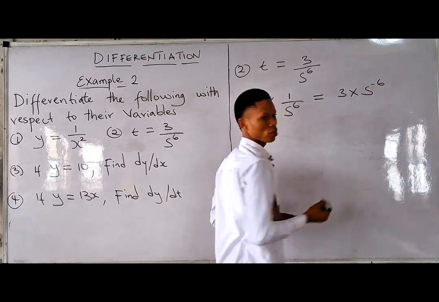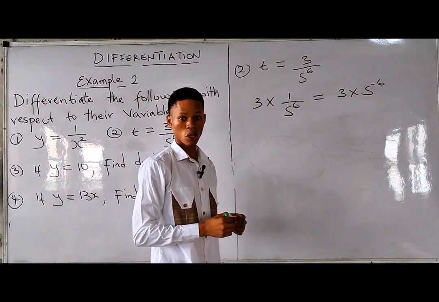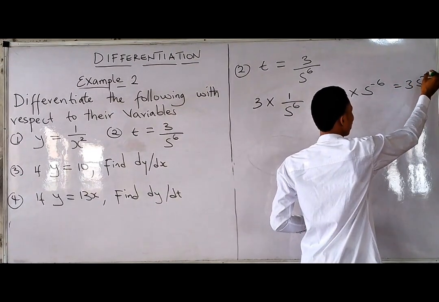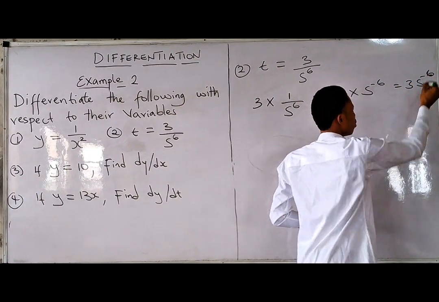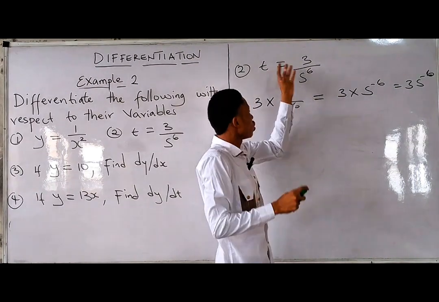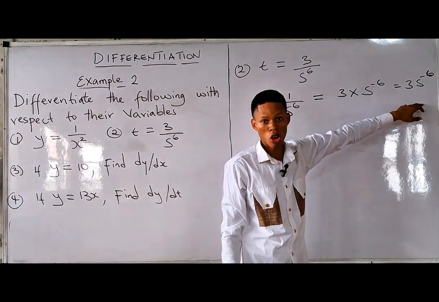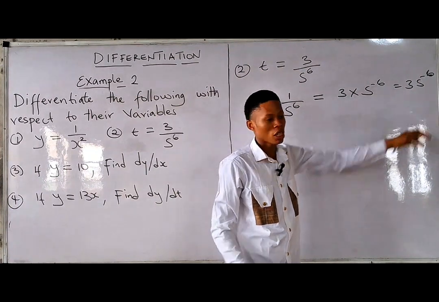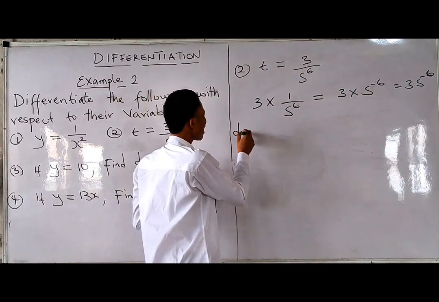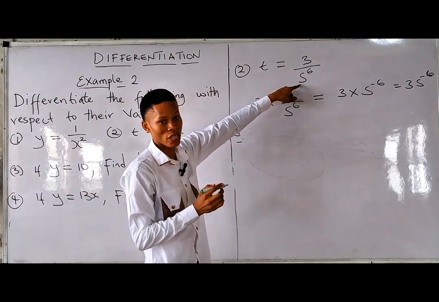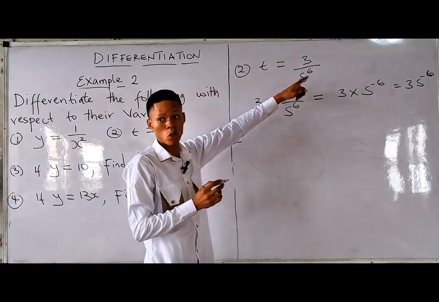Minus 6, is it not? And so this is equal to 3x raised to the power minus 6. We've not differentiated though. I just changed the format to show you that this is the same thing as this, according to the laws of indices. Now if we are to differentiate the y, we are differentiating with respect to x, right?